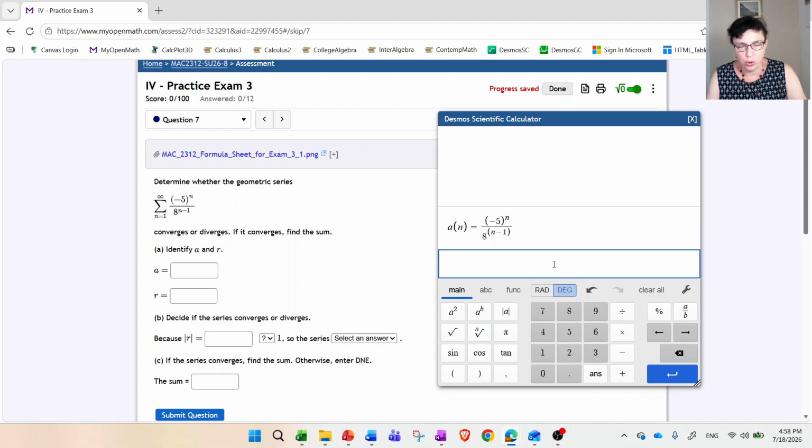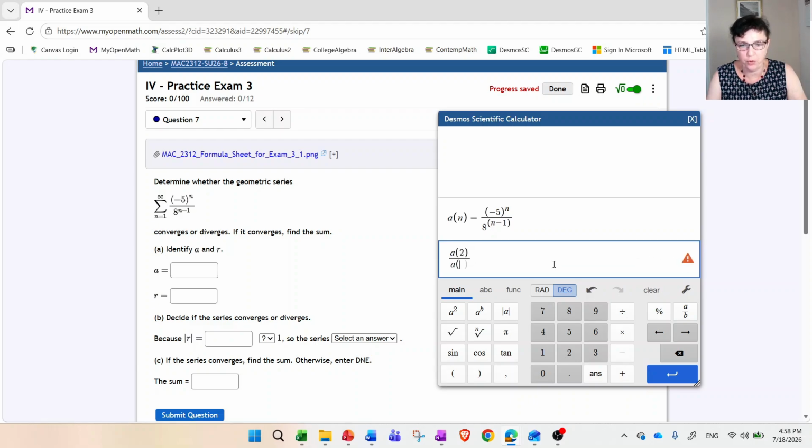Well, if you don't use algebra, but just use a plain calculator, you can just say, okay, what is a of 2 divided by a of 1? And then convert that to a fraction. You can see that that's negative 5/8. What is a of 5 divided by a of 4? Well, it's the same thing, negative 5/8. What is a of 101 divided by a of 100? Guess what that is? Negative 5/8.